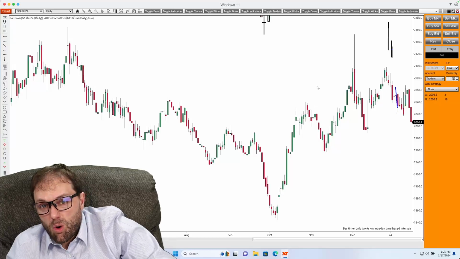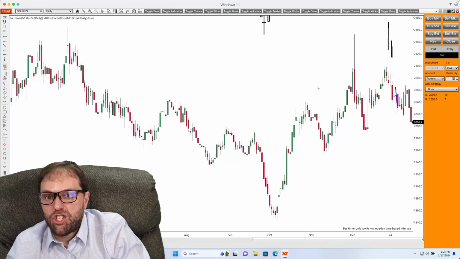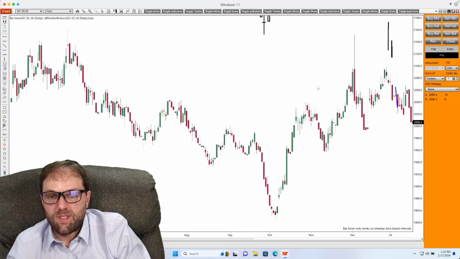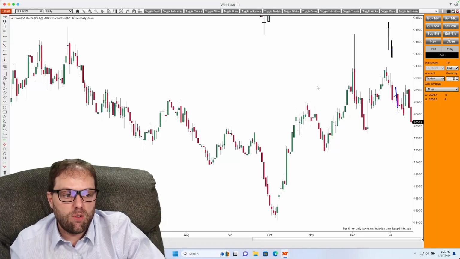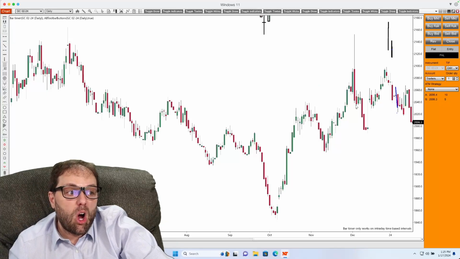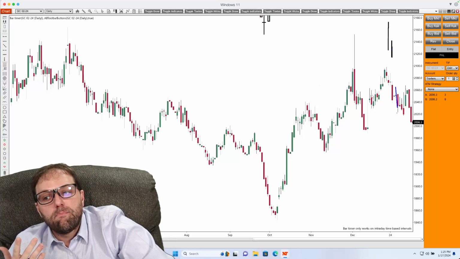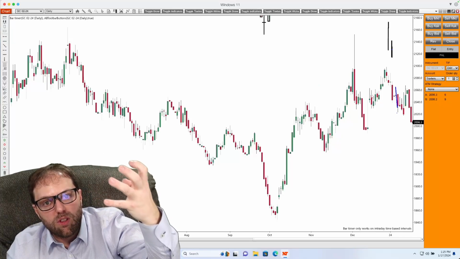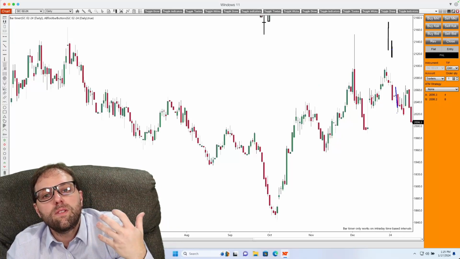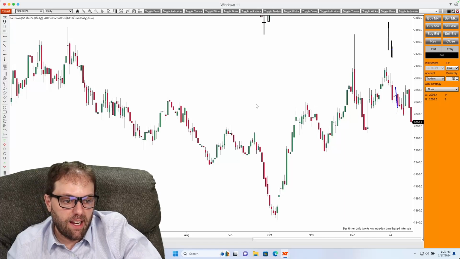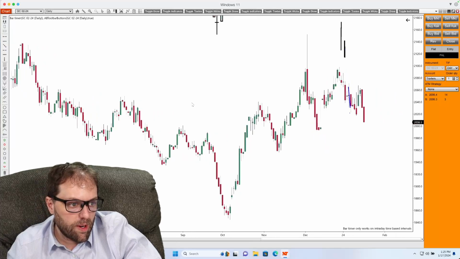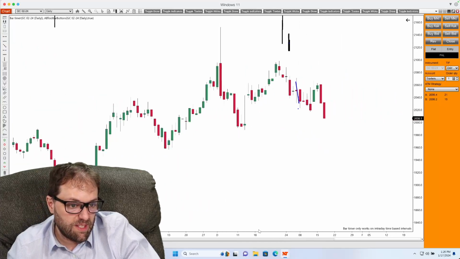Now, Harami means pregnant in Japanese. And as you see that formation, that second body is encompassed within the first. And you might see them all over the charts, but keep in mind we are looking for those low prices. We are looking for those bullish reversal points. So my eyes are going to be fixated on the bottom portion of the charts. And what we're going to do is just spot an opportunity.